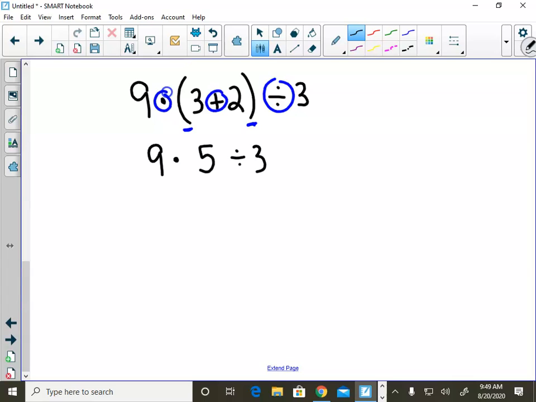Now at this point, we have multiplication and division. Again, they're the same level, same priority. So we're going to work from left to right. The first thing we would do is 9 times 5. 9 times 5, we know it's going to be 45, divided by 3, and then we only have one thing left, so 45 divided by 3 is 15.